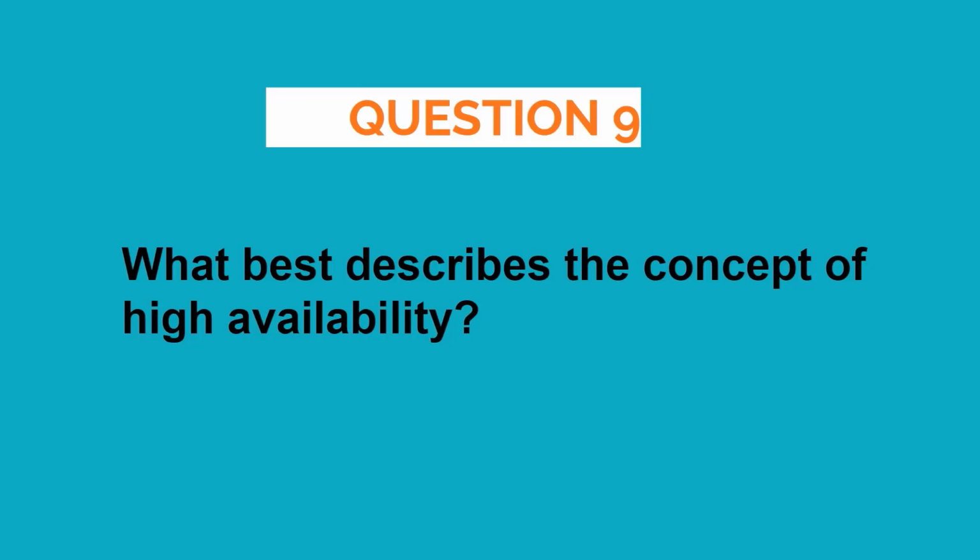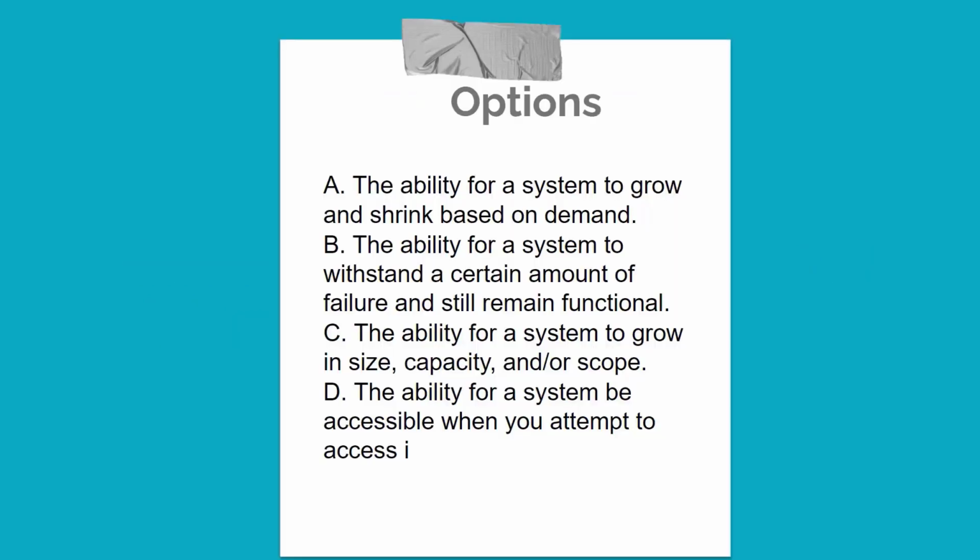Question 9. What best describes the concept of high availability? Option A. The ability for a system to grow and shrink based on demand. B. The ability for a system to withstand a certain amount of failure and still remain functional. C. The ability for a system to grow in size, capacity, and/or scope. D. The ability for a system to be accessible when you attempt to access it.